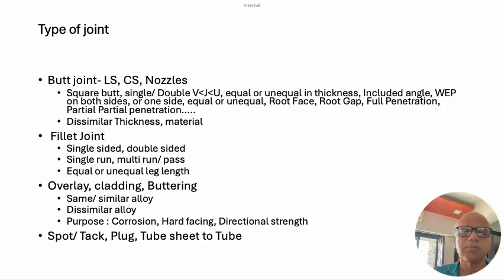So buttering is employed. And then we also have a spot weld, or a tack weld, or a plug weld, or there are tube to tube sheet welds. So there are many types of joints which we can classify and use.